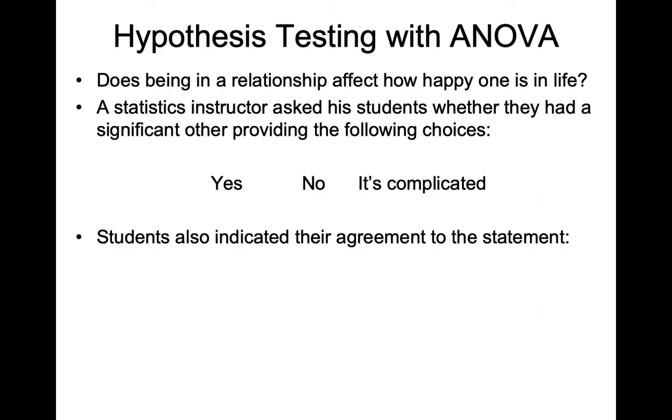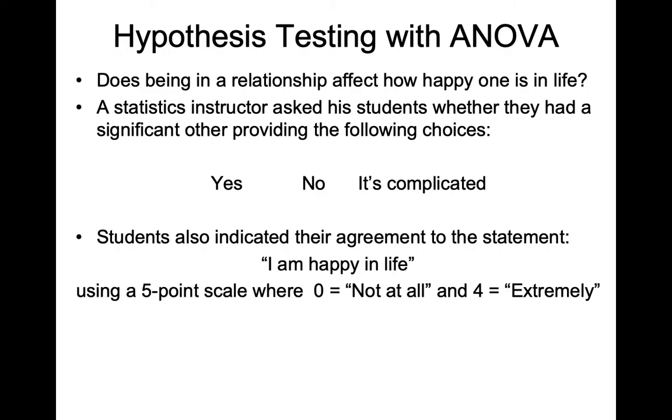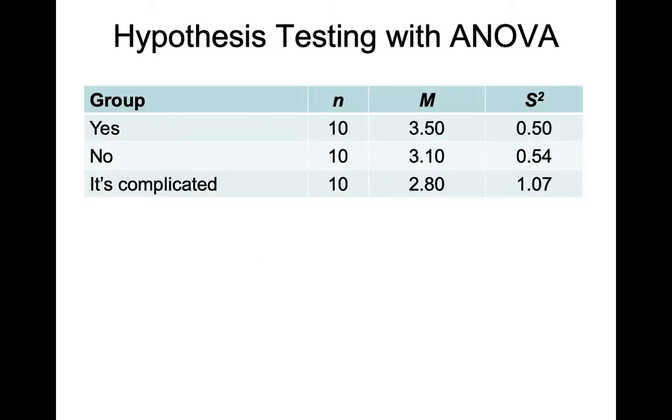And then students also indicated their agreement to the statement, I am happy in life, on a 5-point scale where 0 was not at all and 4 was extremely. So basically higher numbers mean more happiness. And here's what we have. We've got 10 people in each group. We've got the average level of happiness in each sample.